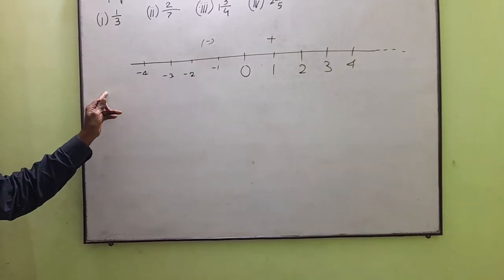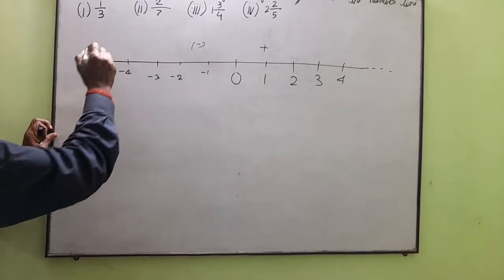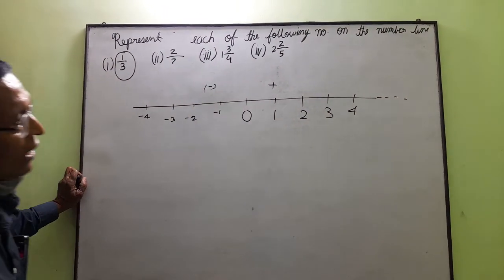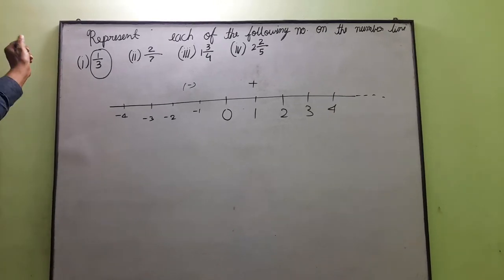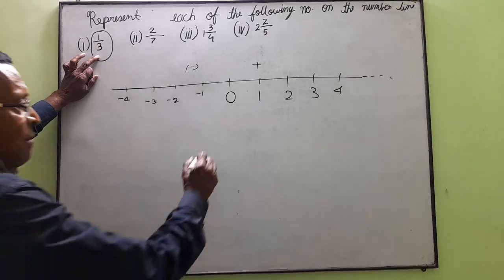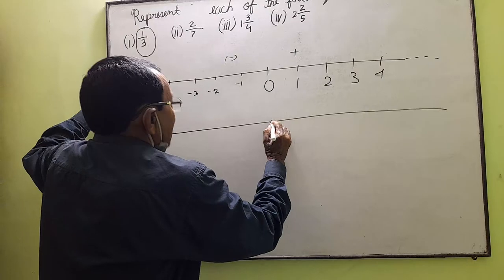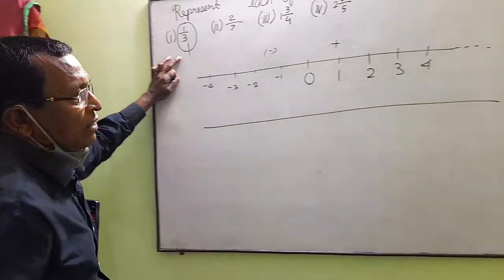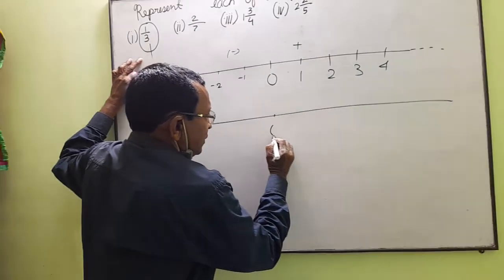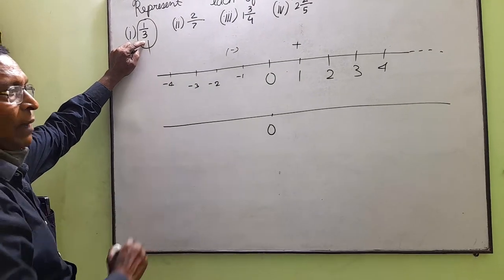But the question here is that it becomes a bit tough to represent a fraction on a number line. So it is very easy, not to worry, and I will give you a tip. Suppose you are to represent 1 by 3. So you put 0 there. 0 is the origin, and you are to represent 1 by 3 on the number line.